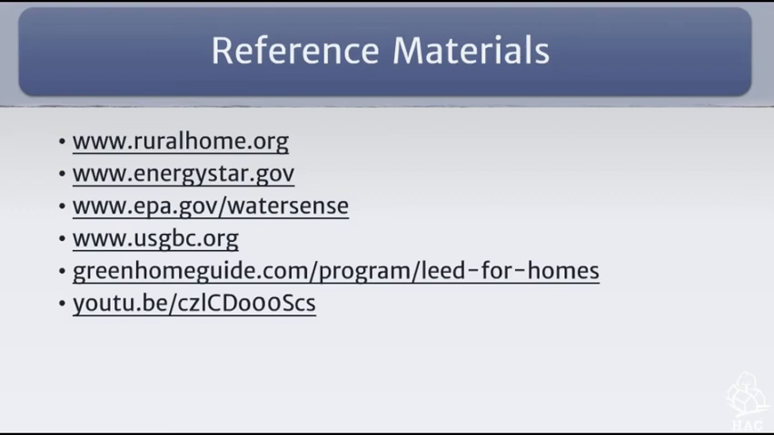Any questions? If you have questions, you can call me anytime, and I'll try to help you through them. Here are some of the reference materials that we have. It's good to look at some of these. Again, the energy codes for rural development and HUD have changed. They've gone to the new energy codes, so just keep that in mind. And I think that's it for this time.